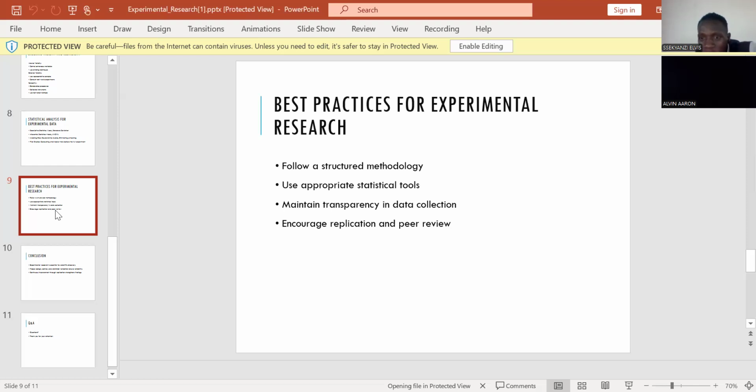Here we can also encourage replication and peer review. Basically, this emphasizes two vital aspects of ensuring quality and validity of the experimental research. And this involves replication, encouraging other researchers to independently repeat the experiment to see if they obtain similar results, and successful replication strengthens the confidence in the original findings. We also have peer review. Peer review basically involves submitting the research findings to experts in the field for critical evaluation before publication.